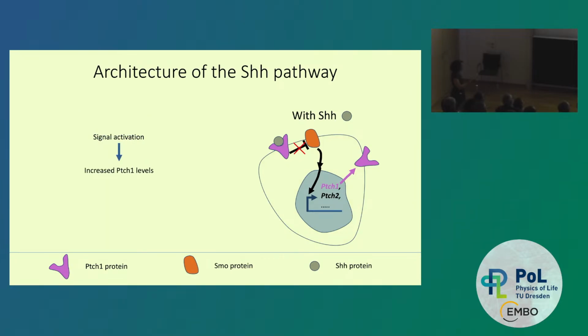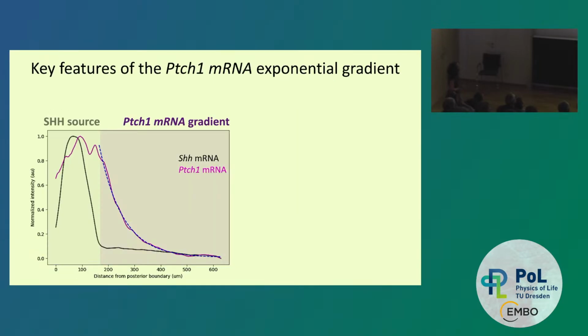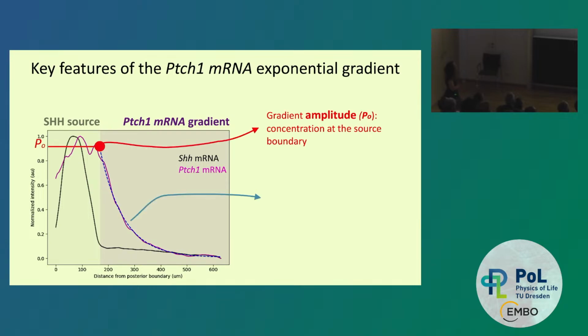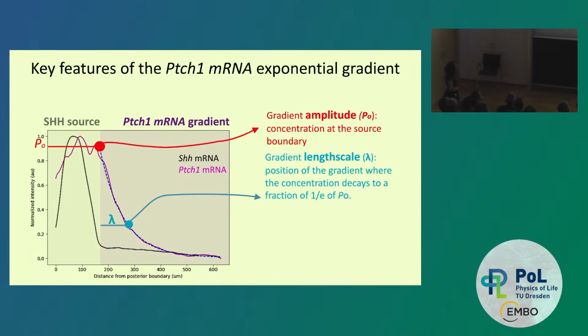So when you activate with signal, you increase Patched levels, and then more Sonic is required to activate the pathway, and then more Sonic is degraded by endocytosis. But when we looked at our data, we get a very beautiful exponential shape in the Patched RNA over the AP axis. And so we can define a gradient amplitude as well as the gradient length scale in this data. And then we always define the source of Sonic.